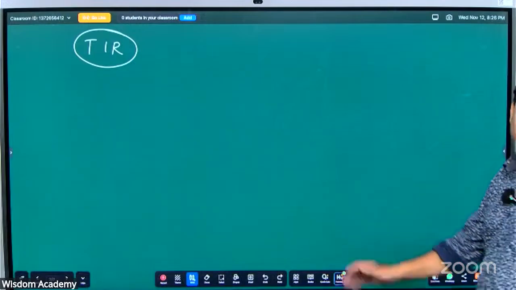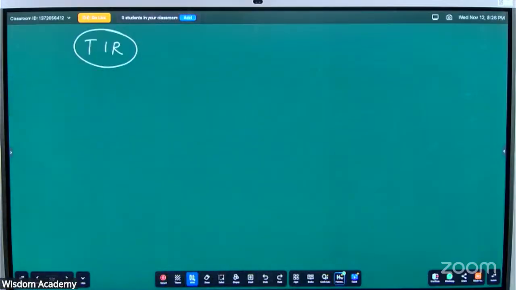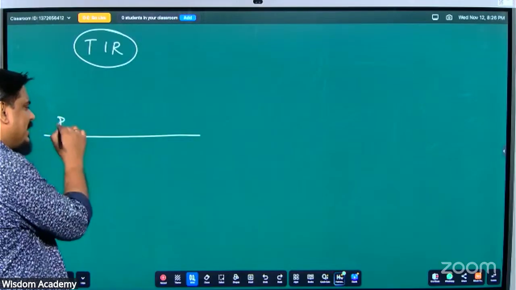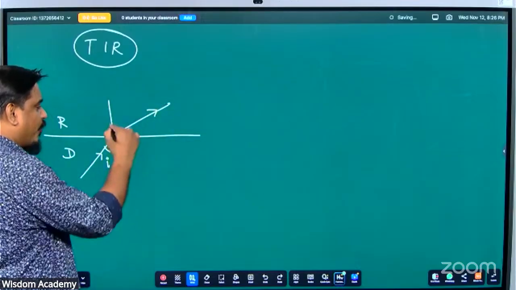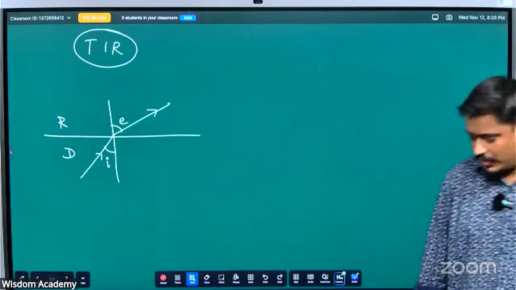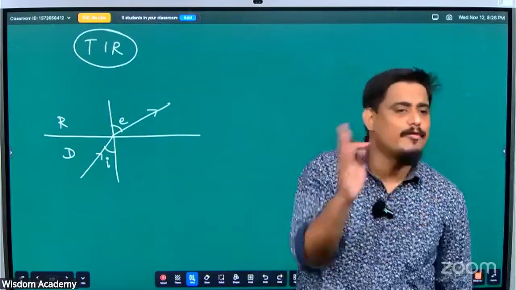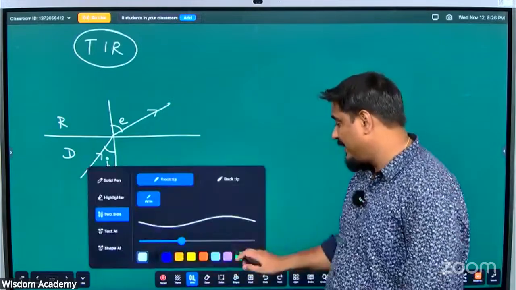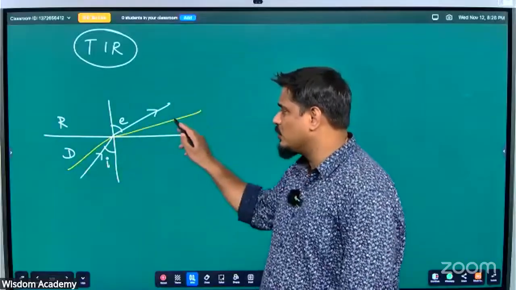Okay, coming back. TIR, total internal reflection. It says that whenever light is traveling from a denser medium to a rarer medium, it bends away from the normal, isn't it? Do you agree with me? Whenever light is traveling from a denser medium to a rarer medium, it bends away from the normal. If I increase the angle of incidence, the angle of emergence also increases. Do you agree with me or not?